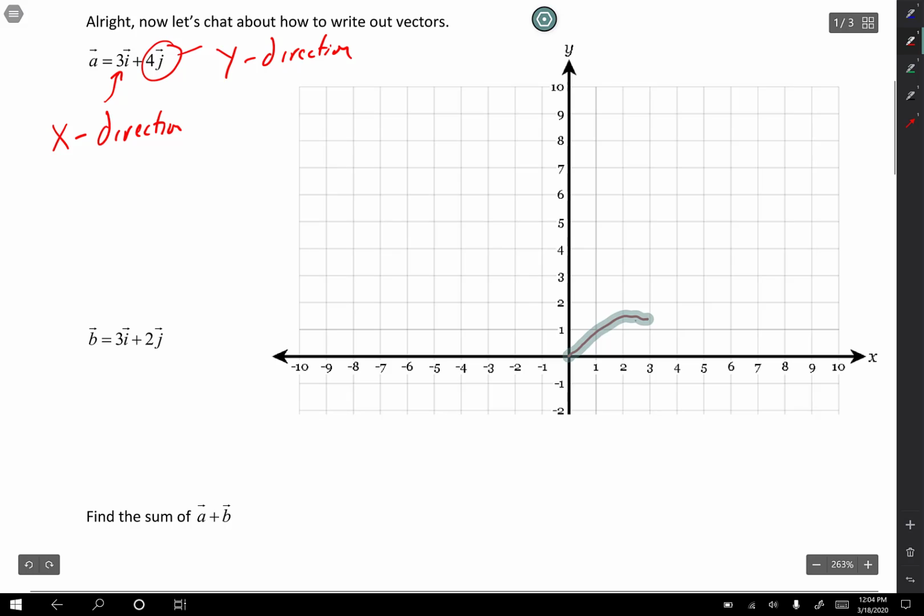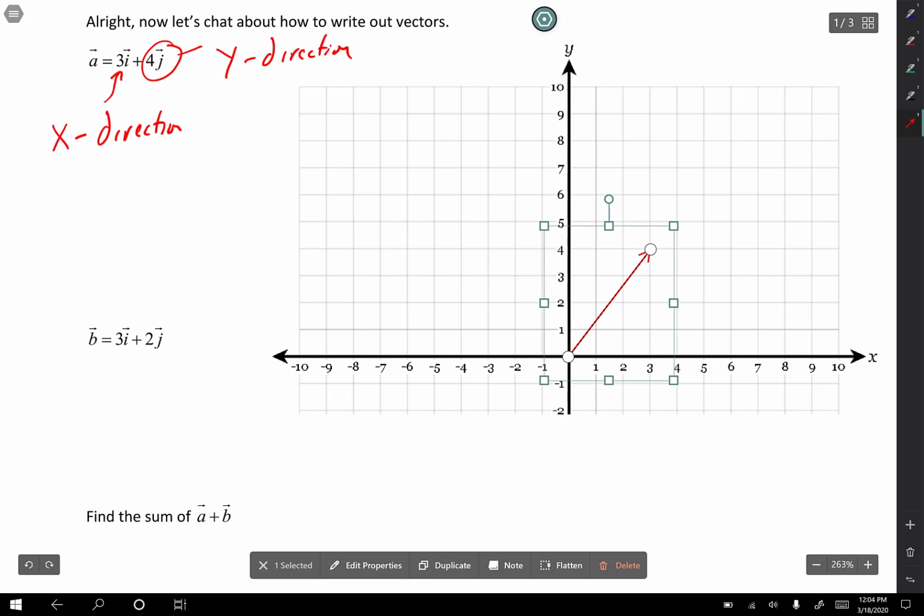Oh, that's not an arrow at all. Here's my arrow. So I'm going to start here at the origin. I'm going to go 3 to the right, and then 4 up vertically. So there I am at 3, 4, and that's my vector, guys. There it is. That's really how simple it was.